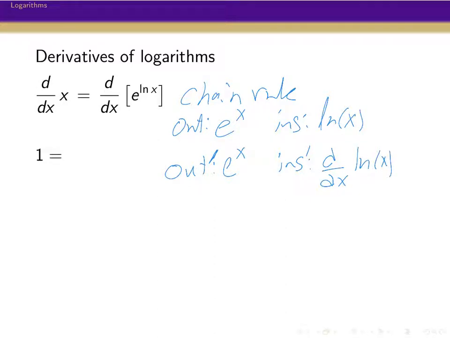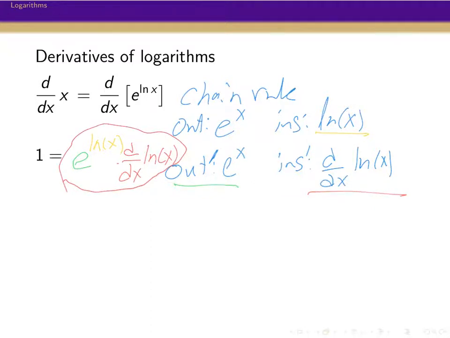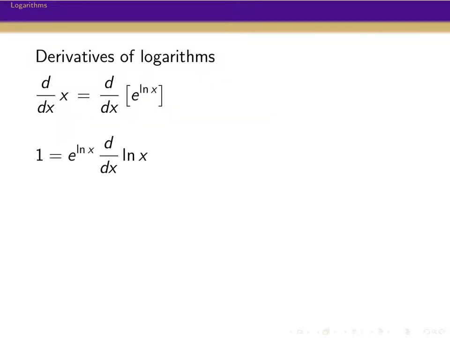Okay? And so what the chain rule says this is going to be is you take derivative of the outside, e, with the inside plugged in, ln of x, and then multiply by derivative of the inside, d over dx. That's what we're going to be trying to solve for. Okay, so this is what we get for the derivative of the right-hand side. And let's make that look nice.